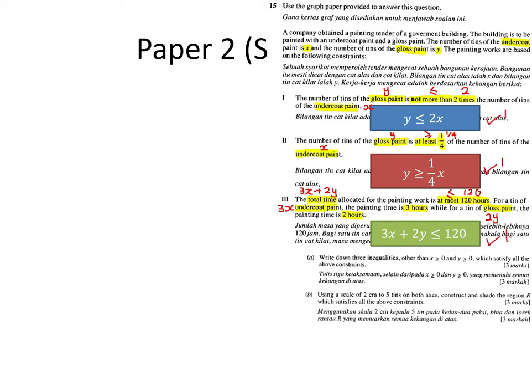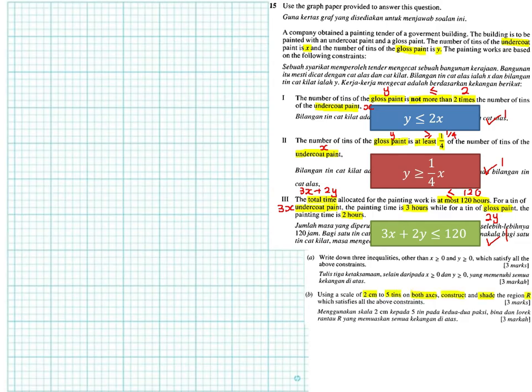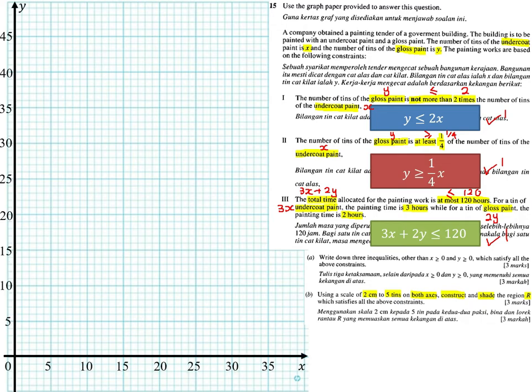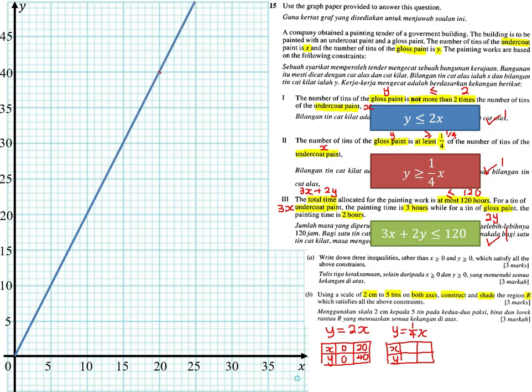Question B. Using a scale of 2 cm to 5 tins on both axes. So we get ready the graph paper first. We draw the y-axis and the x-axis. Okay, let us look at the first equation, Y equals 2X. We can plot a simple table. Usually for a straight line, we just need 2 points. The first point, we always start from the y-intercept, 0. For the second point, maybe we can take 20. Then our y will be times 2, 40. So from the origin, we draw a straight line passing through that point.